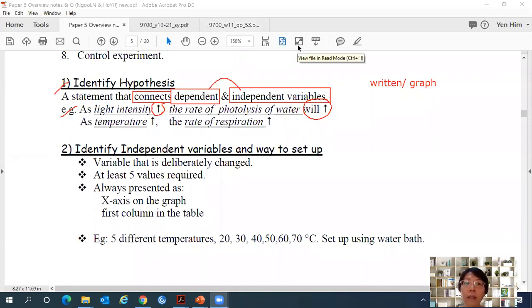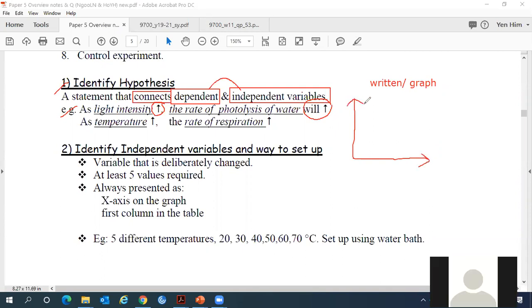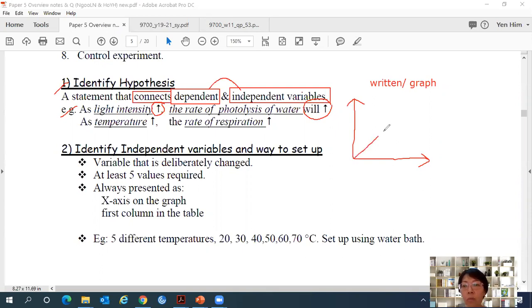Now, if you're asked to write the hypothesis in graph form, sometimes they give you an empty graph and they ask you to draw it. So do you know how to do this one then? You need to draw, isn't it? You need to indicate what is your independent variable and dependent variable, and then you need to show the relationship. So based on that, the relationship must be this way. Okay, or this way also can, or this way also can, because it increases, isn't it?